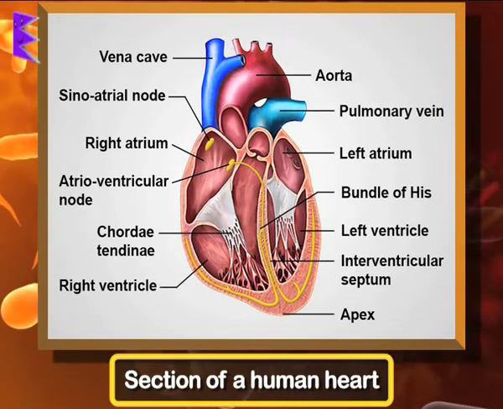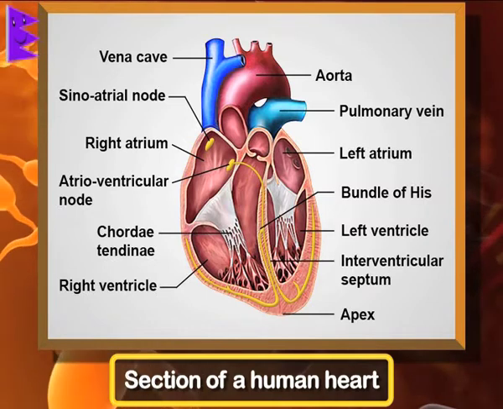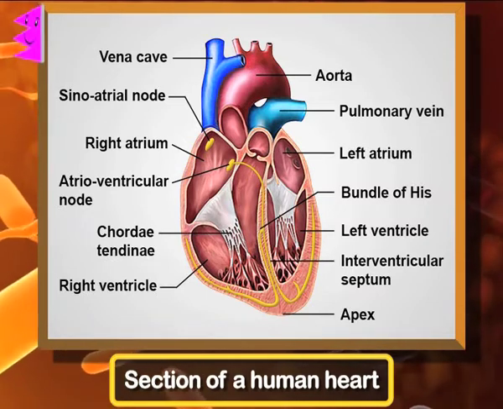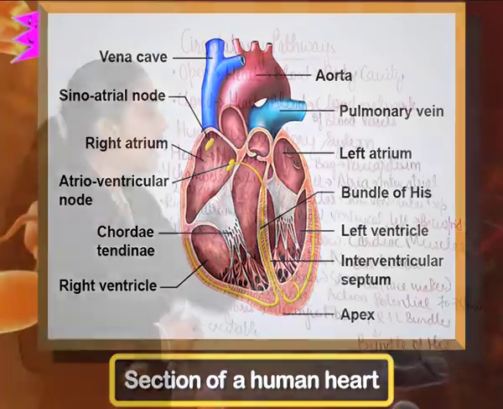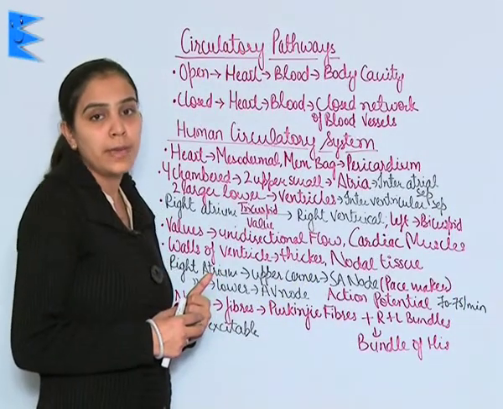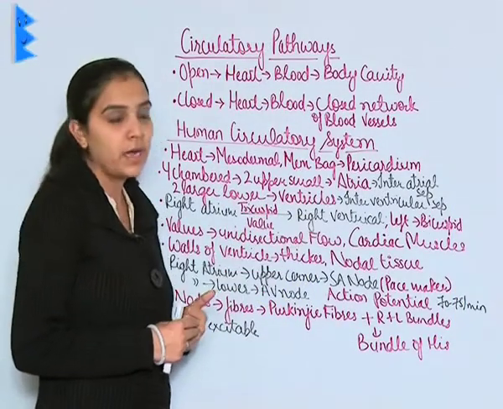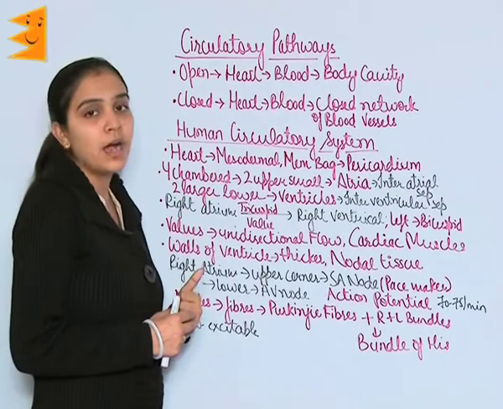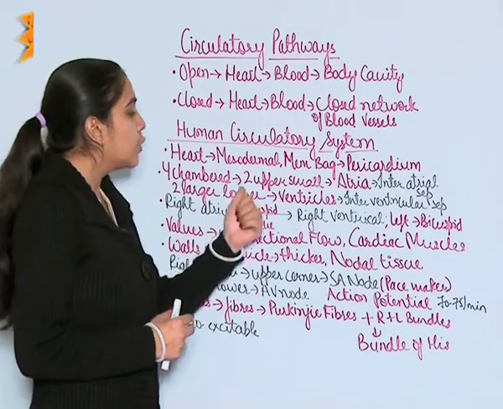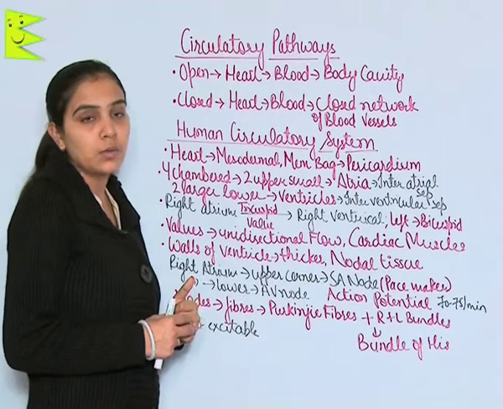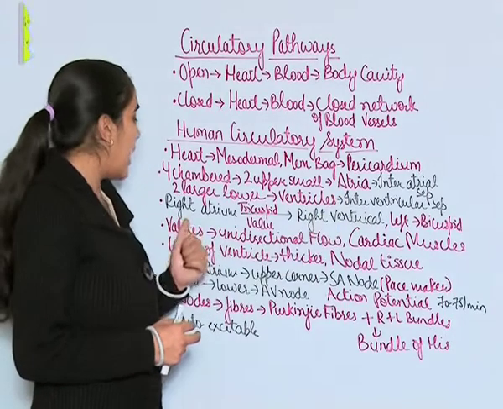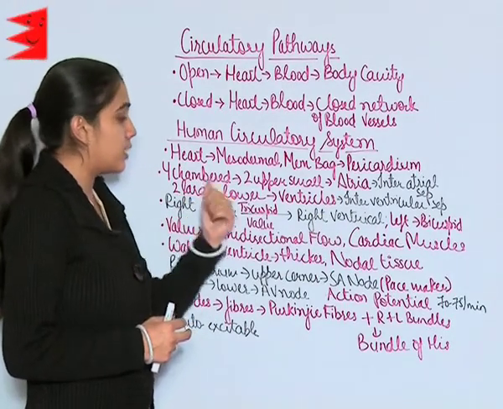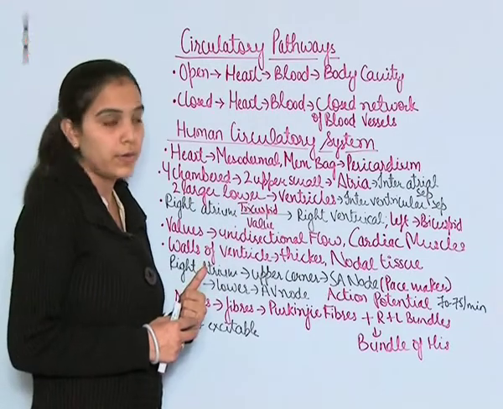As you can see in the diagram, the heart is a mesodermally derived organ covered by a double-walled membrane bag known as the pericardium. The human heart is four-chambered. Two upper small chambers are known as atria and two large lower chambers are known as ventricles.